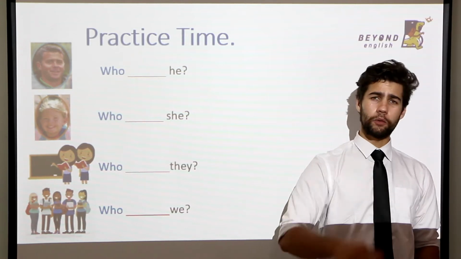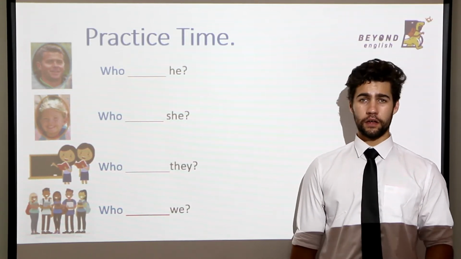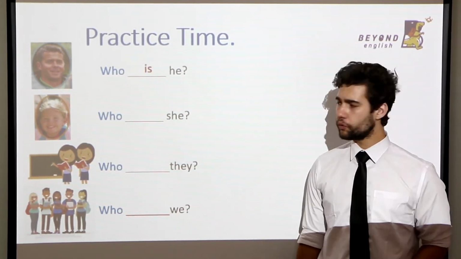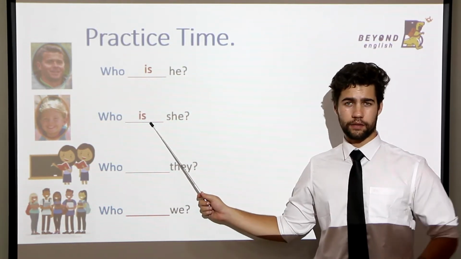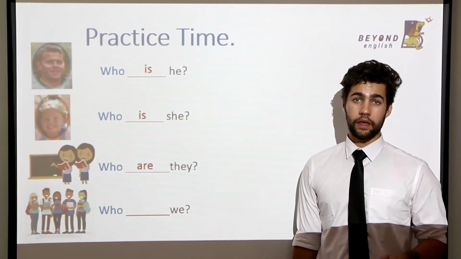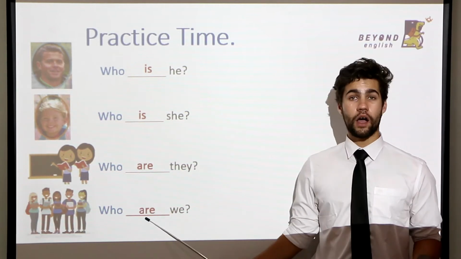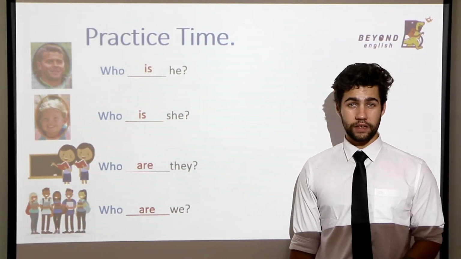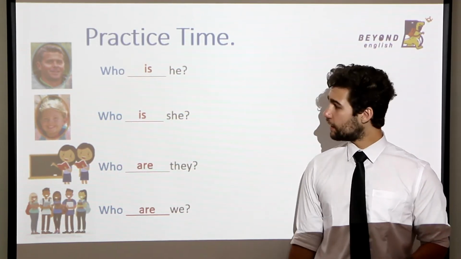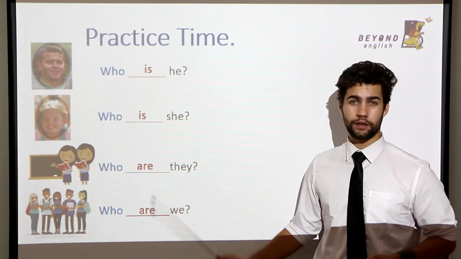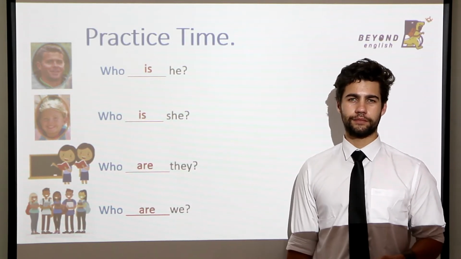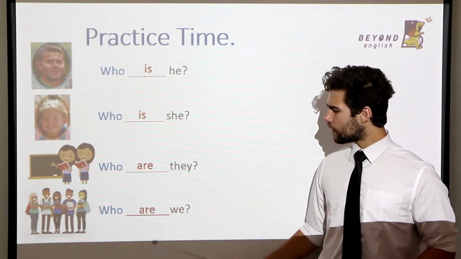Welcome back. I hope you practiced. Let's take a look. Number 1, is. Number 2, is. Number 3, are. And number 4, are. Let's say it together. Who is he? Next, who is she? Next, who are they? And last, who are we?